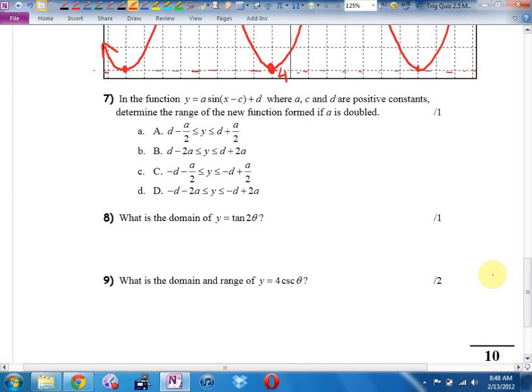Number 7. Oh, they double A. So normally we said the range was vertical displacement and then A down and A up from there. If they double it, it's going to be vertical displacement and then 2A down and 2A up from there.